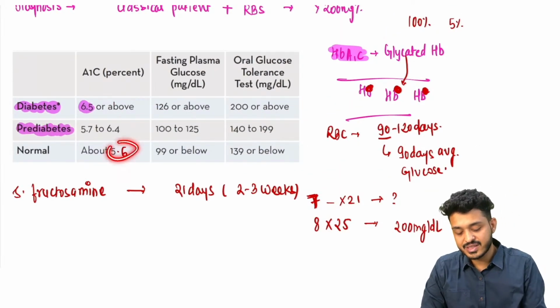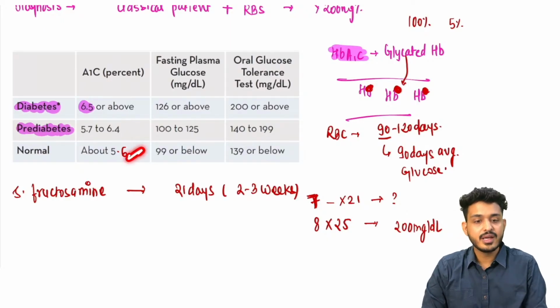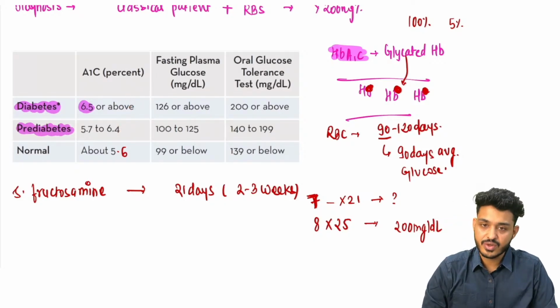You need to remember these values, right? If less than 5.6, this is going to be normal. If it is coming around 5.7 to 6.4, this is going to be pre-diabetic. More than 6.5 is going to be diabetic.